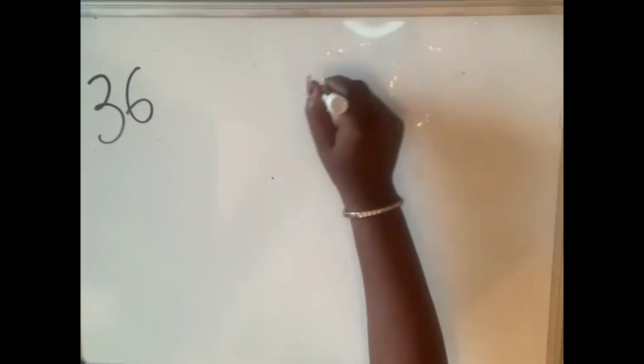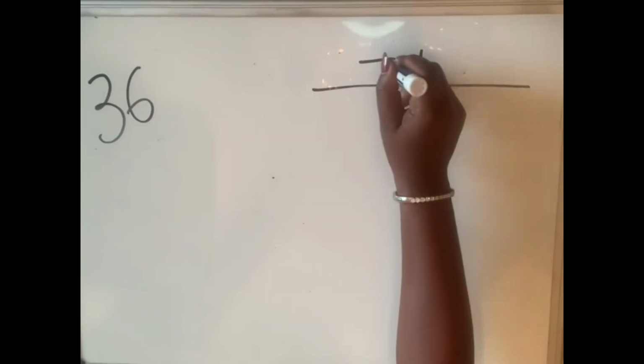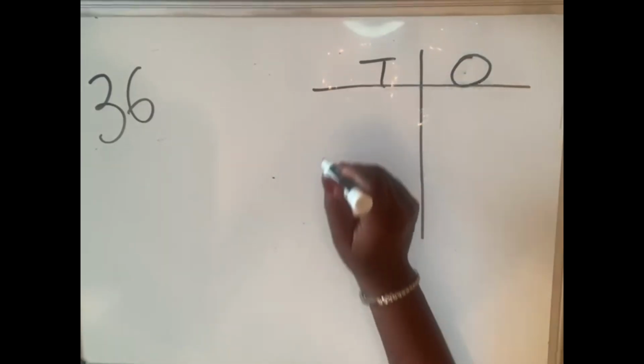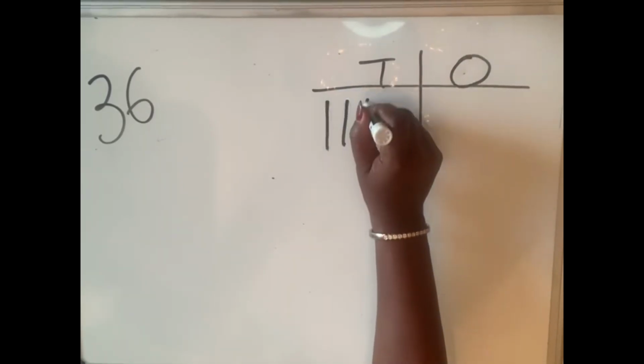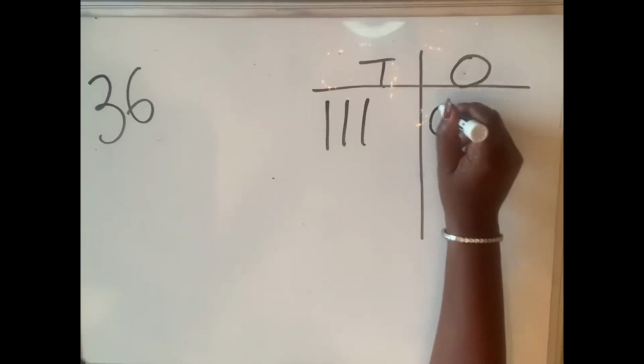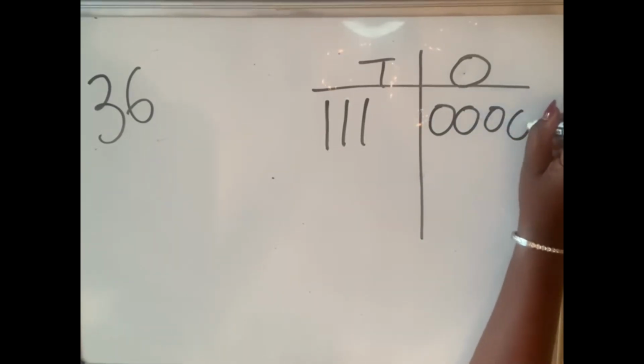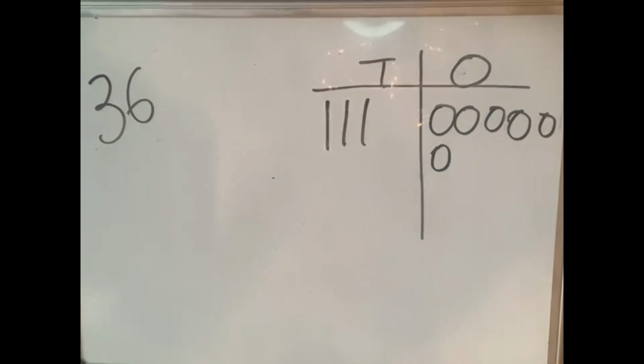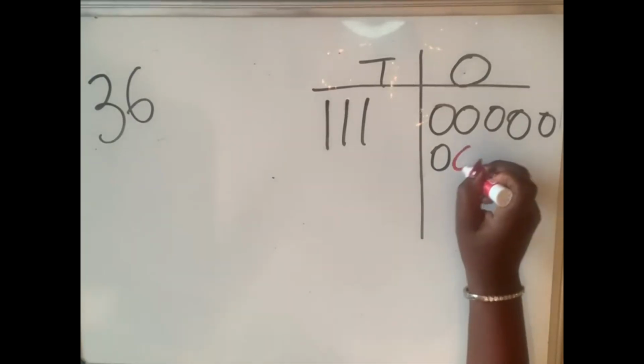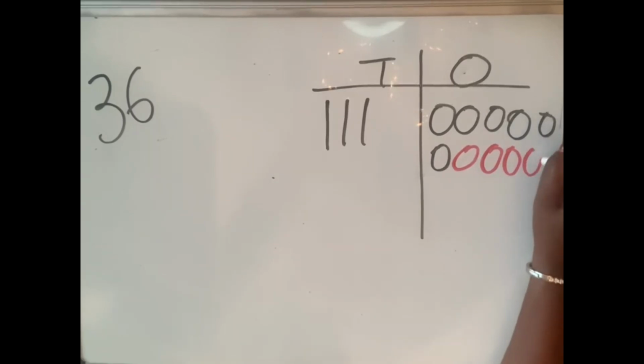36. My place value chart, my tens, and my ones. I have 3 tens and 6 ones: 1, 2, 3, 4, 5, and 6. We're trying to make a 10 in our ones place. That is 7, 8, 9, and 10.